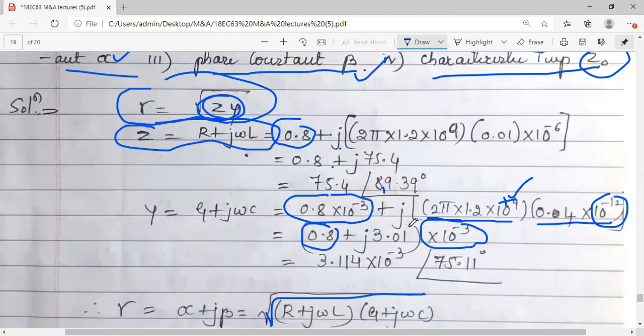0.8 is the real part, and the j term is 2 pi into 1.2 into 0.4. You calculate, I have got 3.01. You see whether you will get this much or not. And once you get this answer, it is in rectangular form. Again, convert it into polar form, because we need polar form. It will make your work easier.